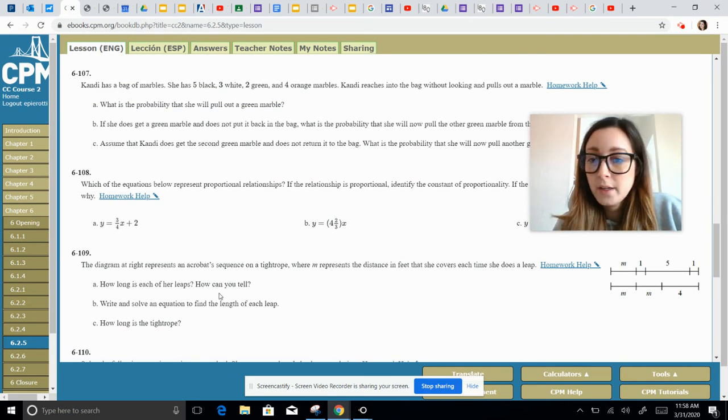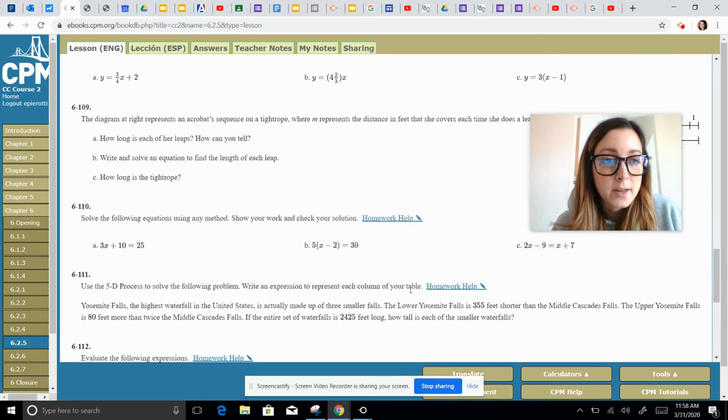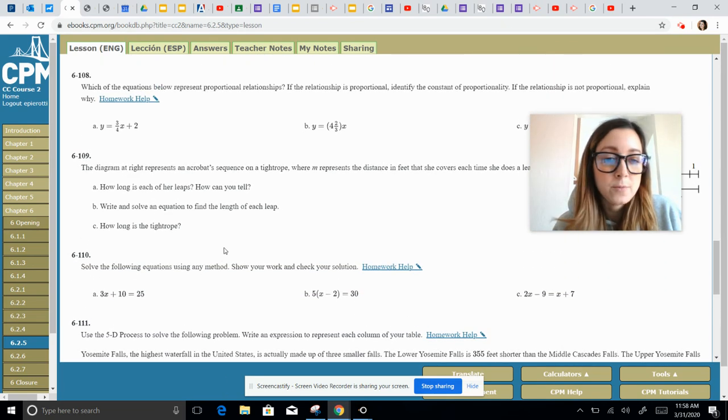For this one, if you look at these two links, they're equal. So you can set them equal to each other. So this would be just like building an equation map with the algebra tiles, okay, to find the length of m. And then 6-110, I want you to solve these three because I think it's always good to have a bit of practice. So you're just solving these three equations for x.